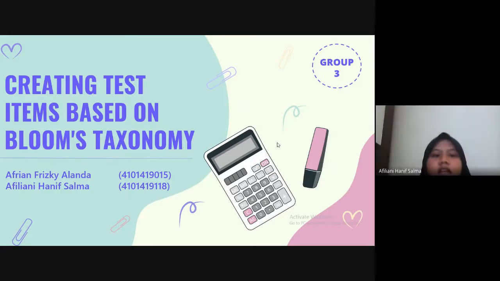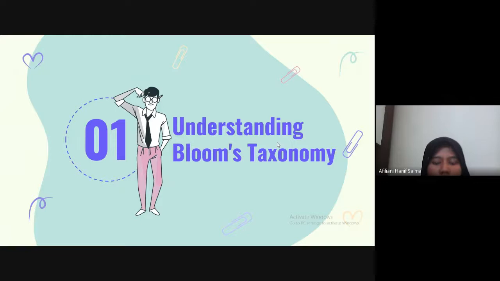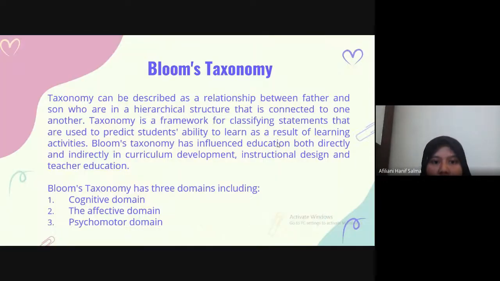Okay, let's go to the topic. First is about understanding Bloom's taxonomy. Taxonomy can be described as a relationship between father and son who are in a hierarchical structure that is connected to one another.